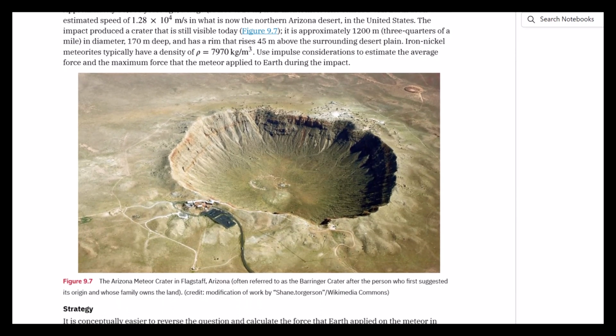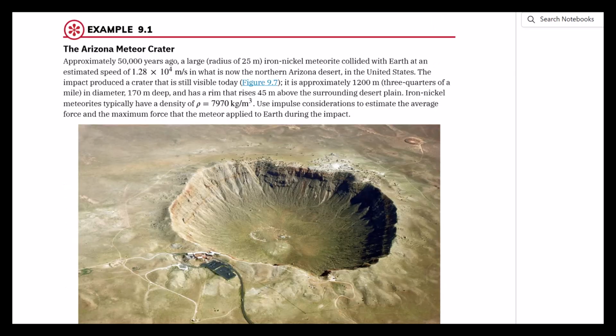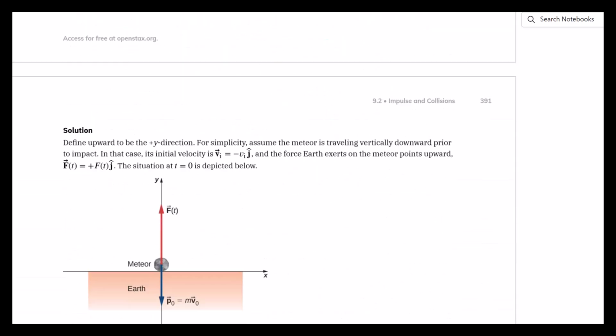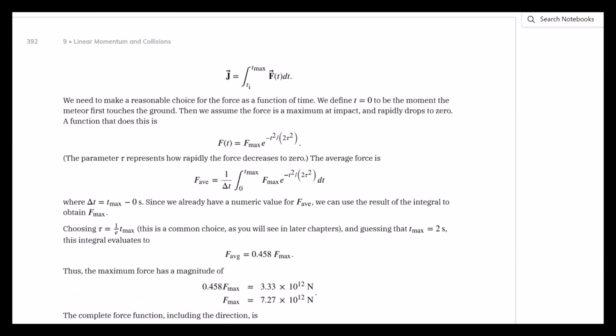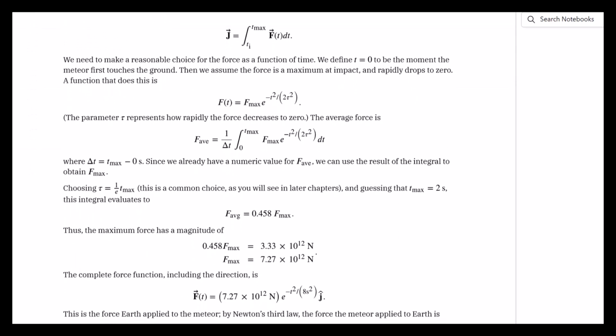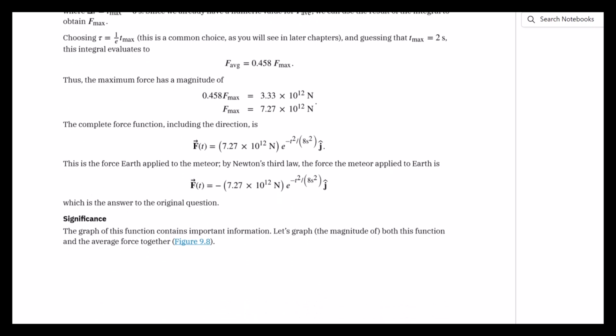So let's see. What is the average and maximum force that this could have happened? And looking at this, it seems like it's a really good problem until they start just making up functions down here. So if you're reading this and you're like, where did they get that? They just made it up, really. So I'm sorry, we can't fix it. So I'm not going to work through that problem.